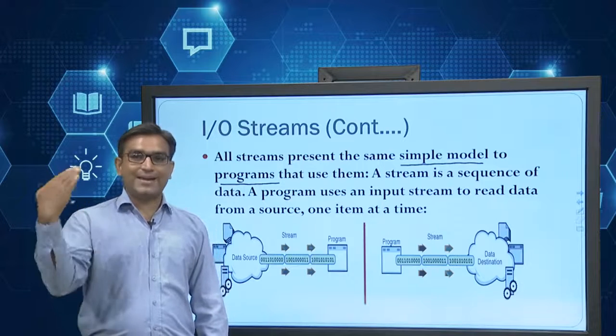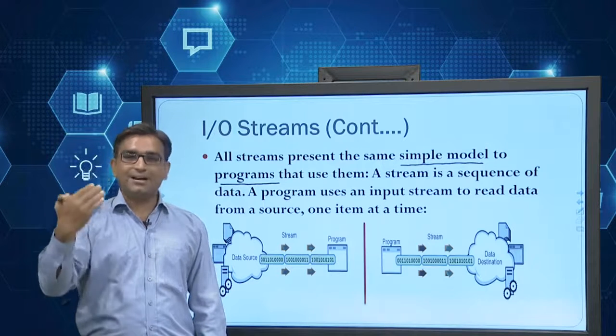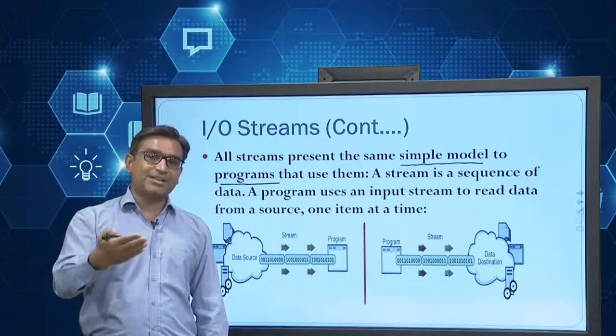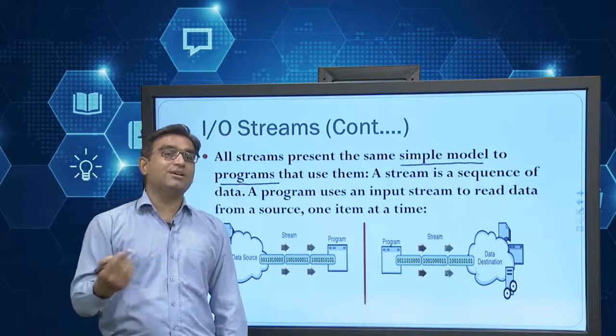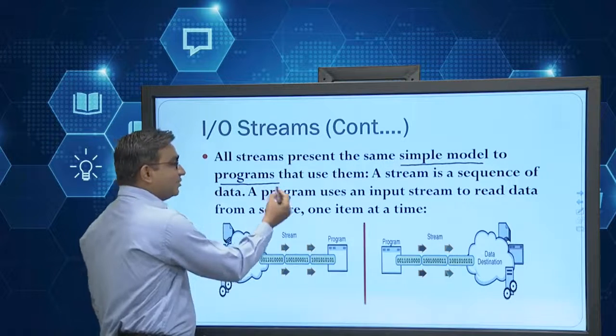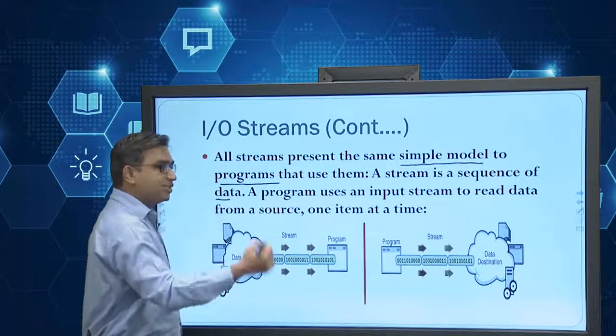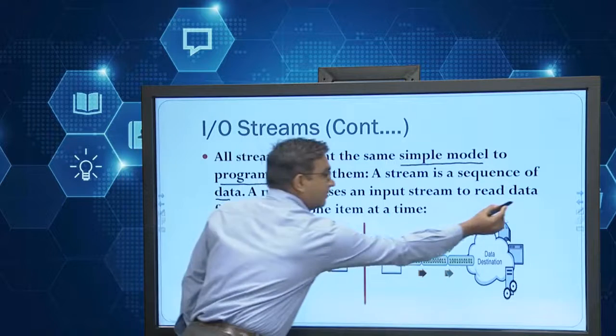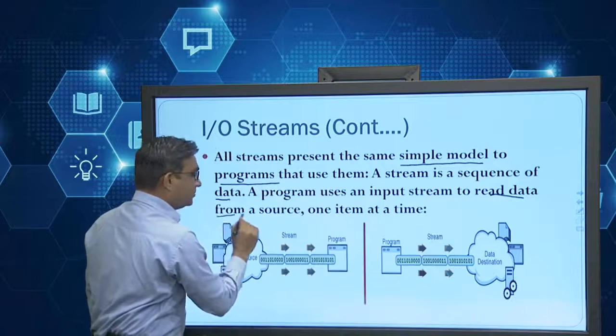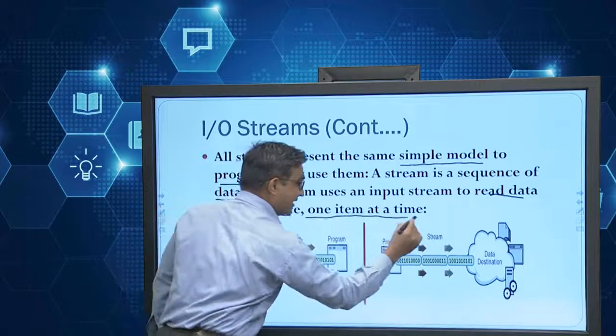So we will see ABCD or our written code, but actually that content is stored in byte format. So that's called a stream data file. A stream is a sequence of data, and the program uses an input stream to read data from the source one item at a time.